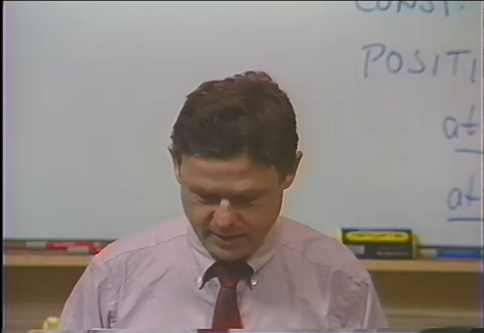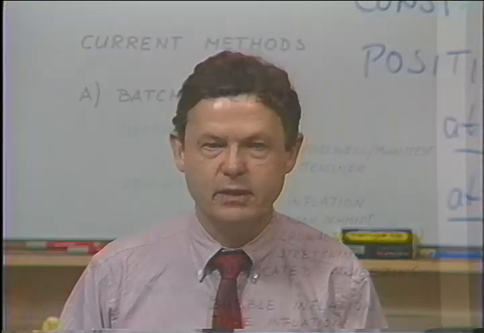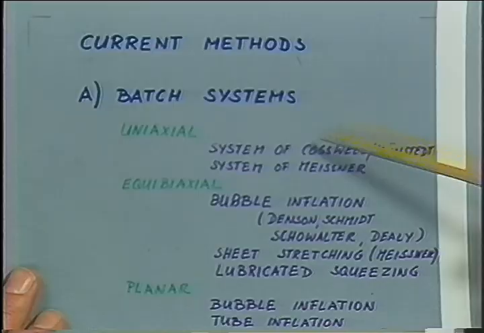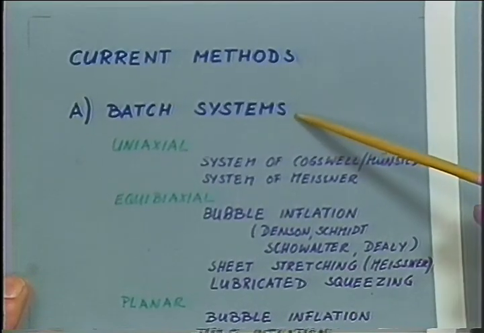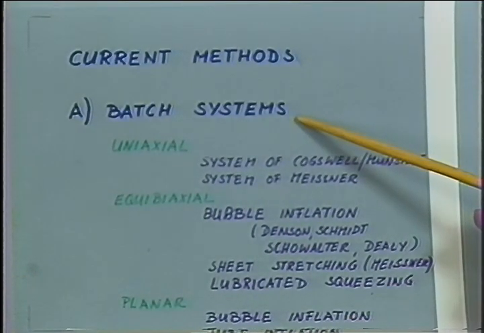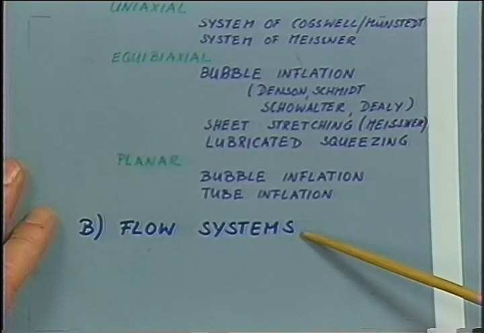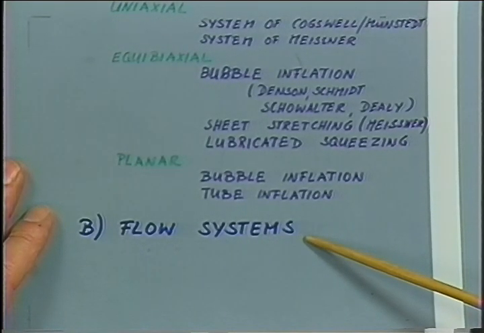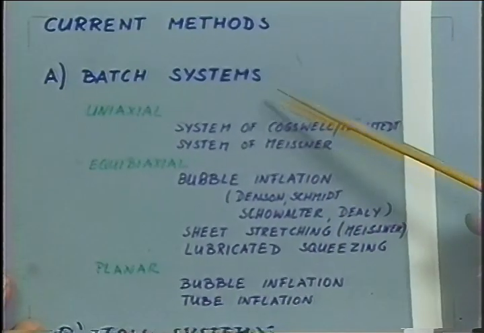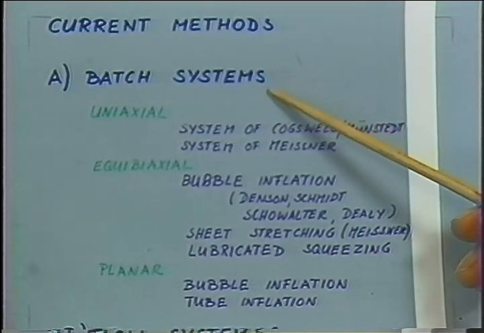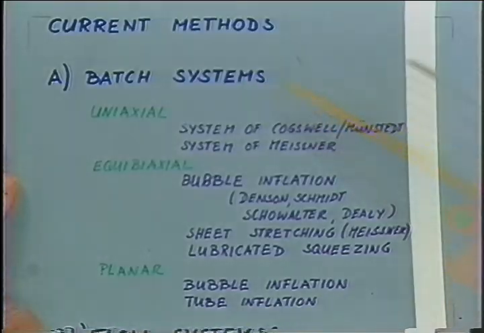What are the current methods of producing extensional flows? I divided them into two types: the batch systems, which are systems where a small sample is used in the extensional flow experiment, versus the flow systems where a large amount is, say, pumped through our rheometer. So it's actually nice to have a batch system, but it also has its limitations, as you will see.